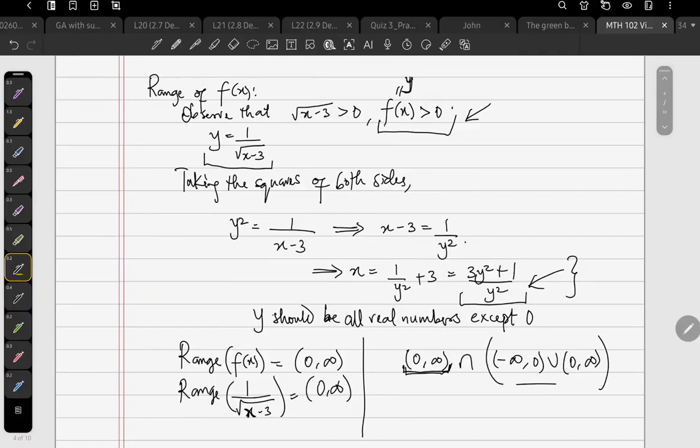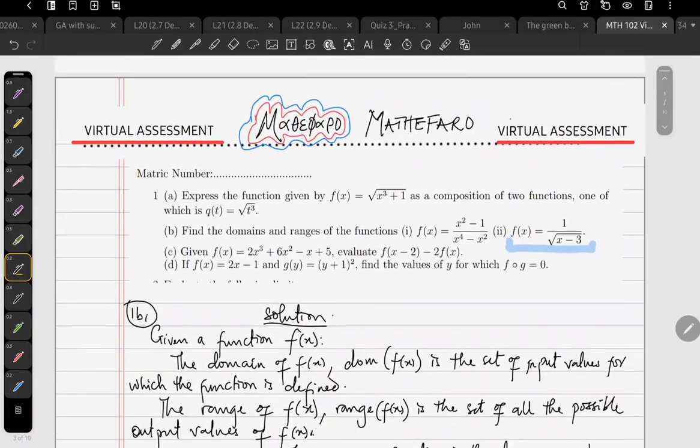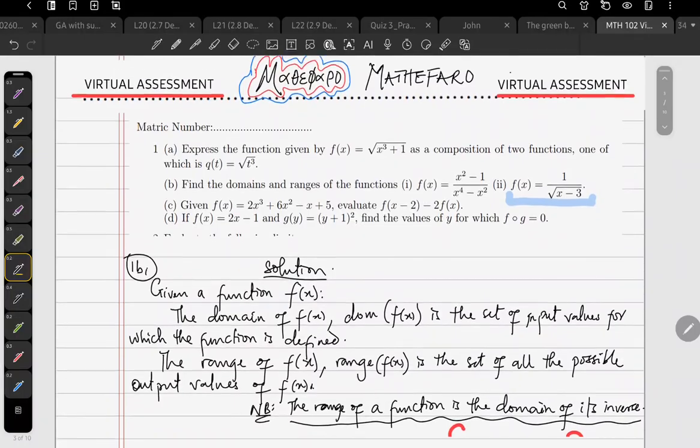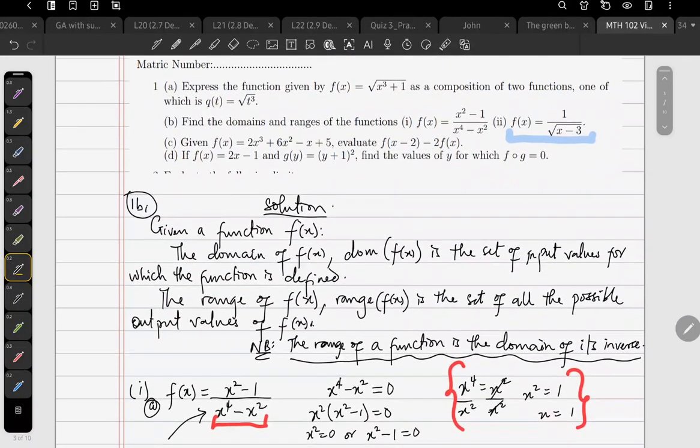So this is a good place to stop. I think we're going to come back and continue with the next question, 1C. I think I can actually manage to do 1C and D together in the next section.